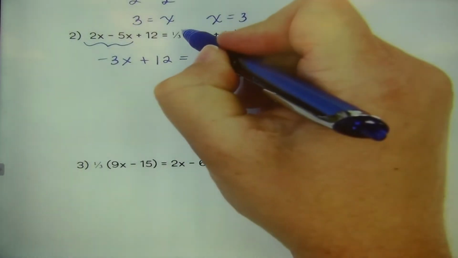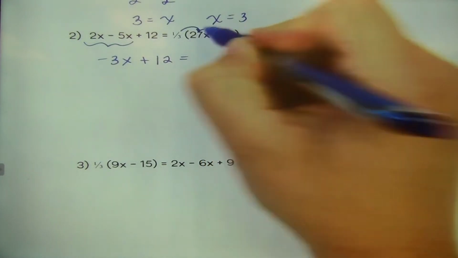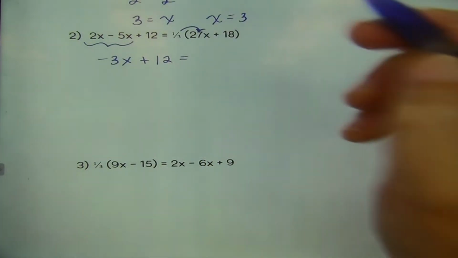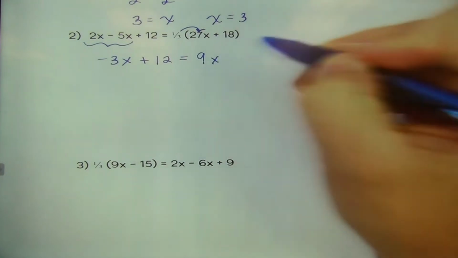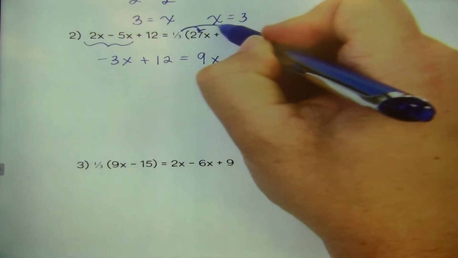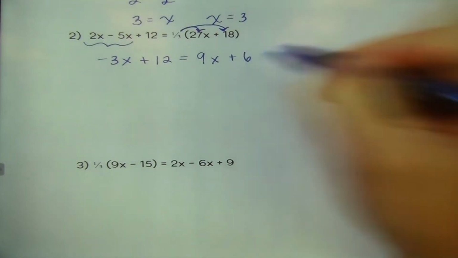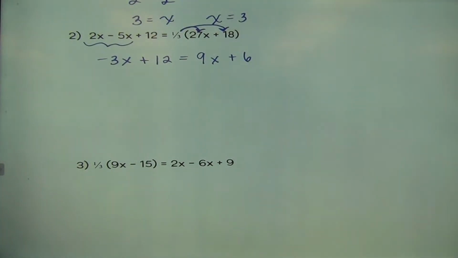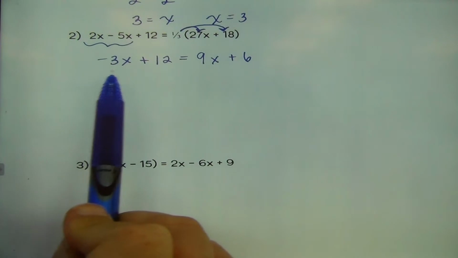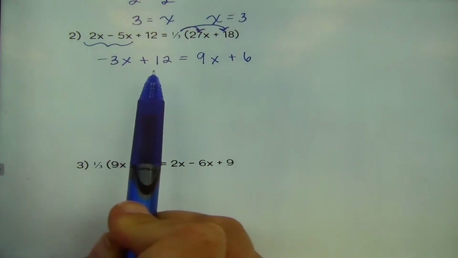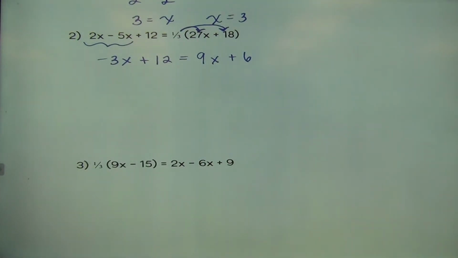So I'm going to multiply 1/3 times 27x, so I'm left with 9x, and I'm going to take 1/3 times 18, and that's going to produce a positive 6. So my new equation now is negative 3x plus 12 equals 9x plus 6.